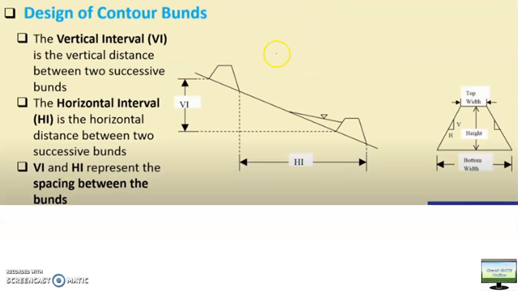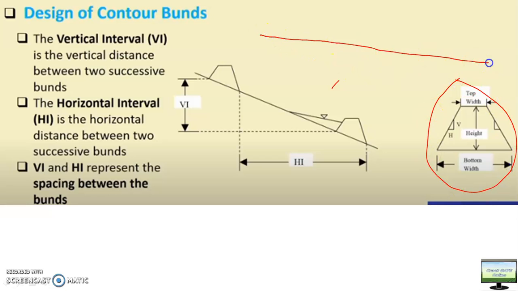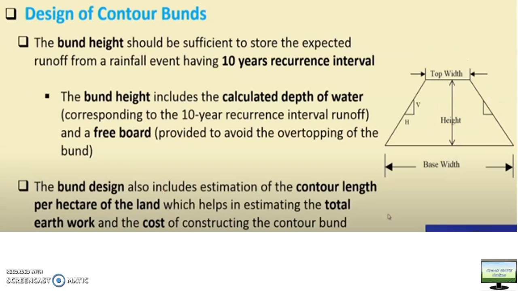Okay, so now you calculated the individual dimension for this bund. So now you need the overall dimension. Overall dimension means what will be the spacing between two bunds, what will be the vertical spacing. Okay, so this HI and WI is known as the horizontal and vertical spacing. So that will give you the distance between two bunds. So first you need to calculate what will be the size of bund, and then you need to know what will be the spacing between them. Then only you can start constructing bund into the field.